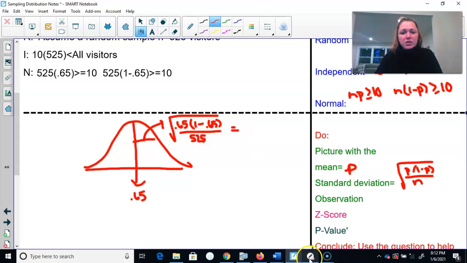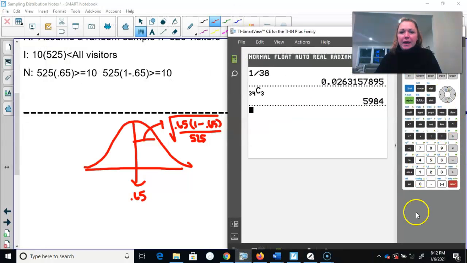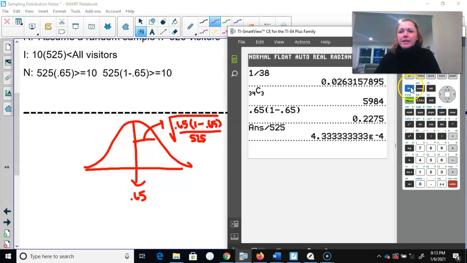I want you all to do this with me. The reason I want you to do this is sometimes people make mistakes on how they type it in. I like to encourage you to do it step by step. So do the numerator divided by the denominator and then take the square root of it. I'll show you how I do that. So 0.65 times 1 minus 0.65. Okay. I'm going to enter. Now I'm going to divide it by 525. And now I'm going to take the square root of that.